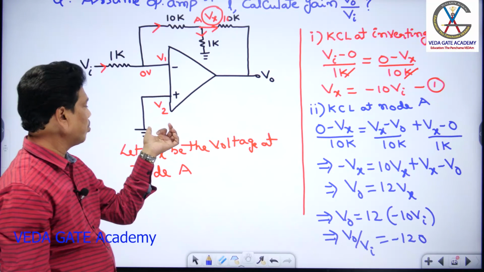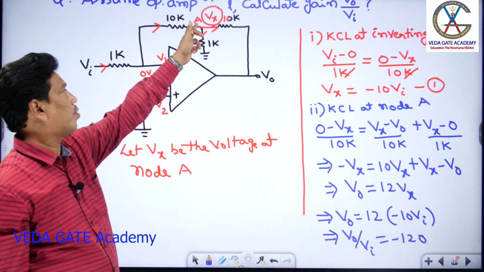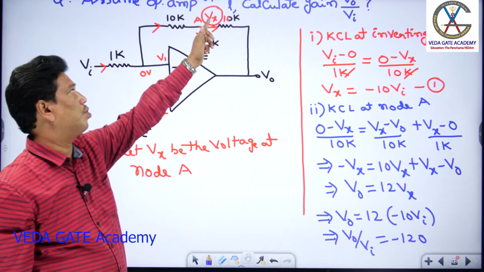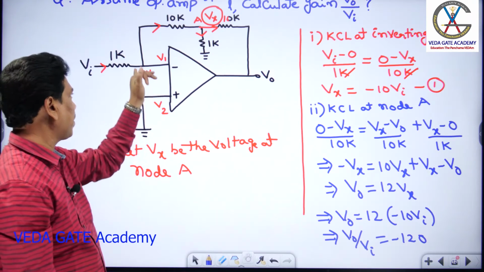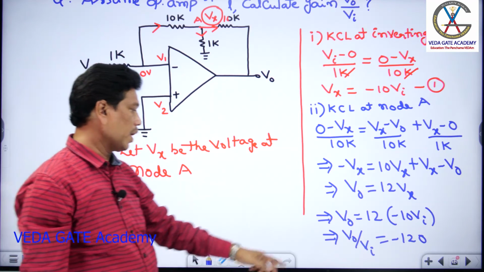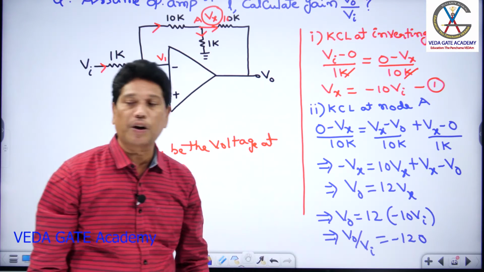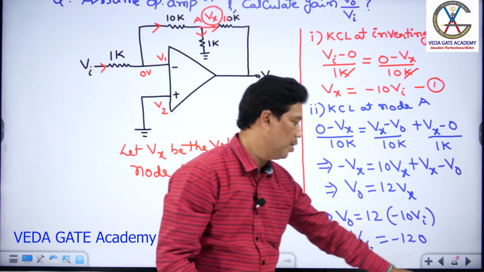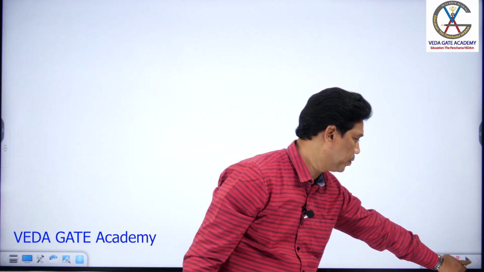Understood now? Using virtual ground, this is 0. The node voltage I assume is Vx. I just apply KCL at this inverting node and at node A to get the required gain, calculated as minus 120. Okay, check out the next question now.